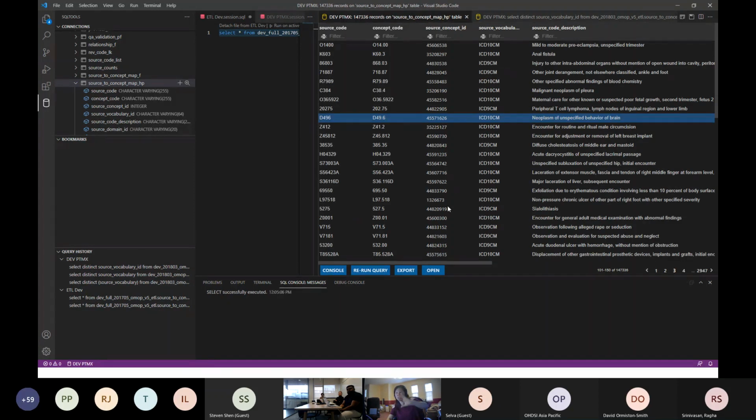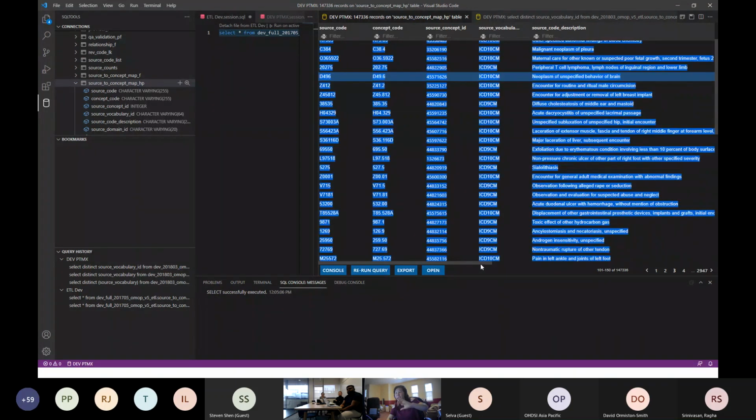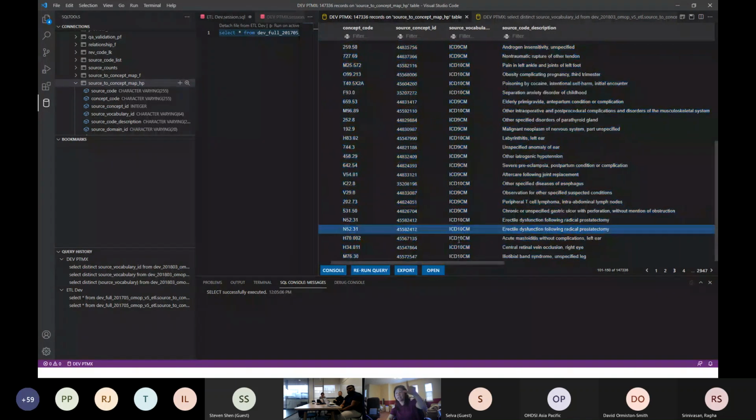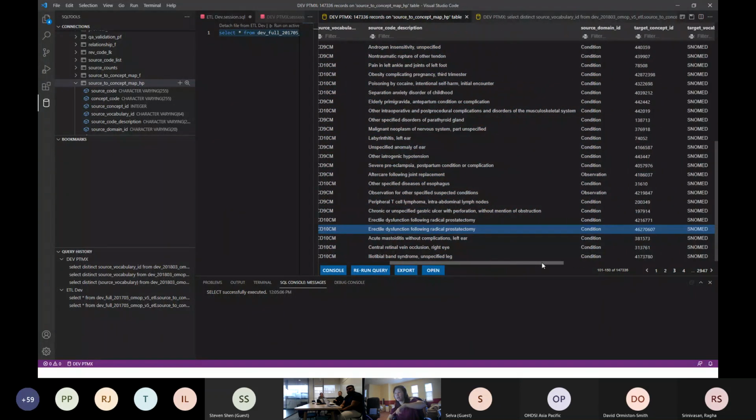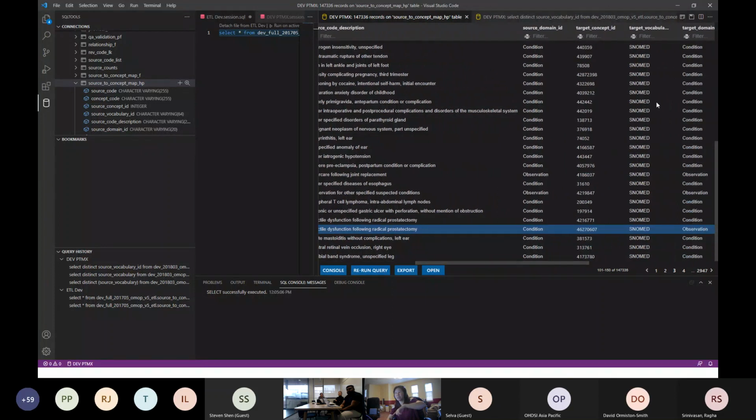Okay. So this table has everything and what they map to already in one record. So this one maps to this particular field. Here's the source column, and then here's what it maps to, and here's where the target vocabulary is, here's where the target domain is. So the team uses this table only.